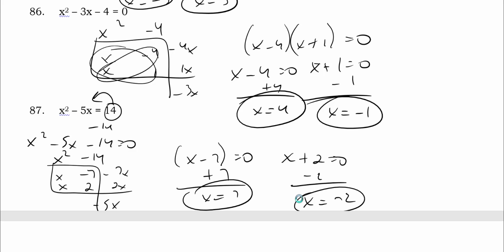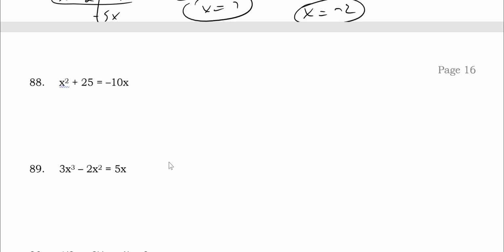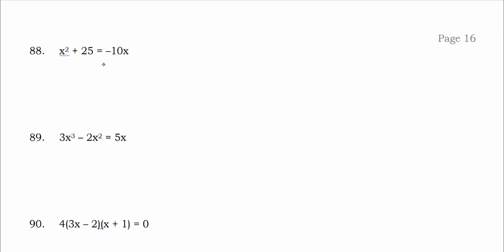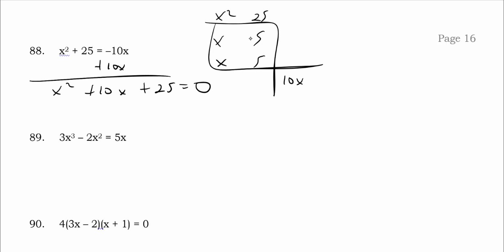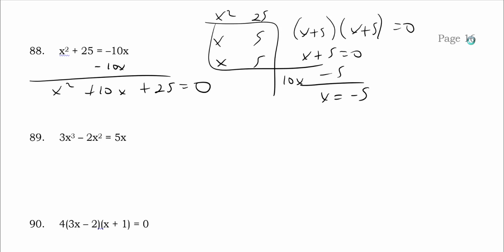Okay, not bad. All right, a couple more here, almost done. It's a long video, but it's 100 questions. Okay, so I'm going to add 10x to both sides. So I get x squared plus 10x plus 25 equals 0. So I do a factor box. x squared, 25, 10x. So x and x, 5 and 5. And they're both positive, so it's x plus 5, x plus 5 equals 0. So x plus 5 equals 0. Subtract 5, x equals negative 5. And that's it. x equals negative 5. One answer. I mean, you could do it again, but that's kind of silly, right?